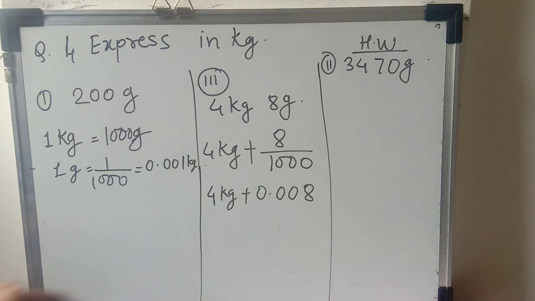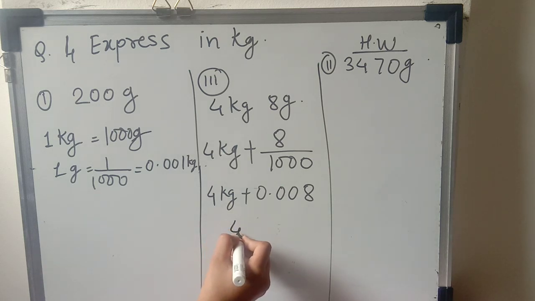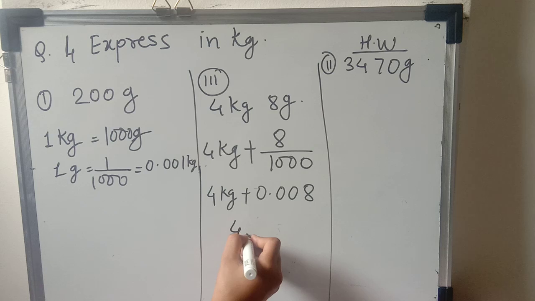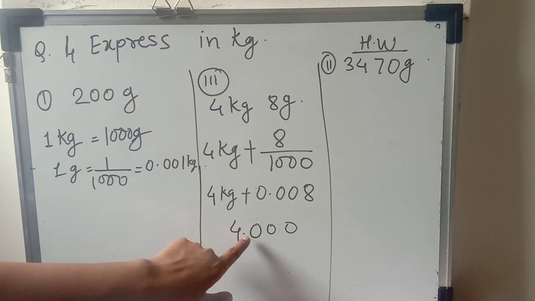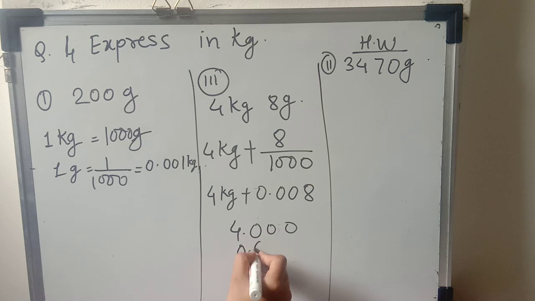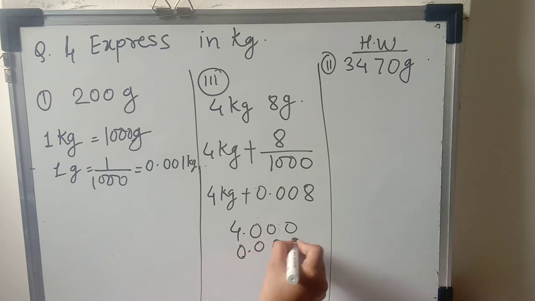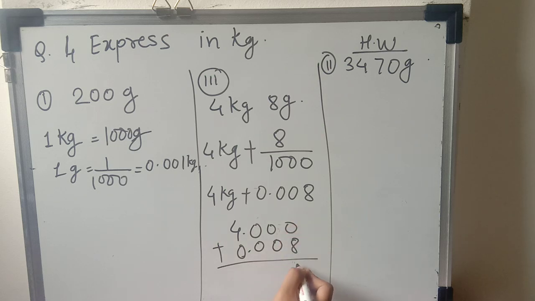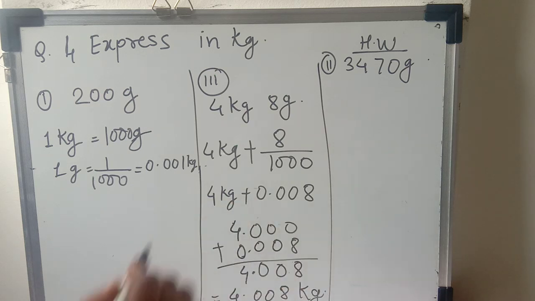Now we have to add the numbers. So 4 as it is. Now after 4 there is nothing, it means you can take 0, and here just put the decimal. This will be easy for you to do the addition. Now the second number, 0.008. Let's just add it. 8 plus 0 is 8. 0 plus 0, 0. 0 plus 0, 0, and 4 plus 0 is 4. So here we got the answer in kg, 4.008 kg. Okay, so here we have solved the example.